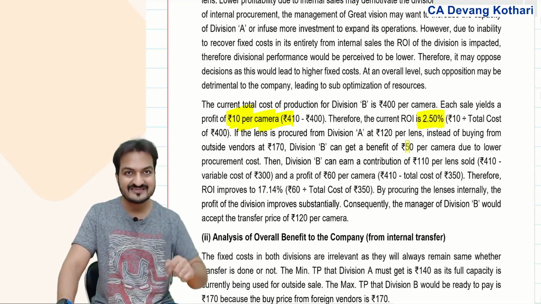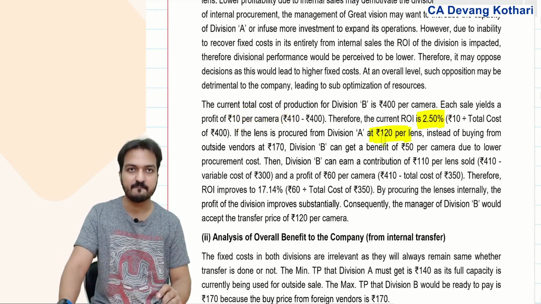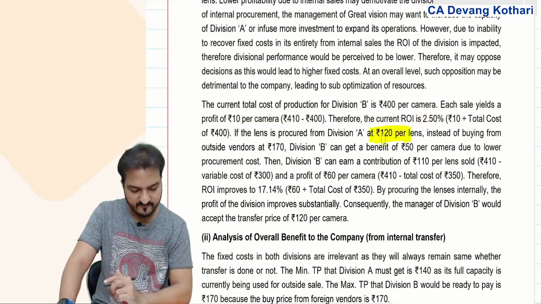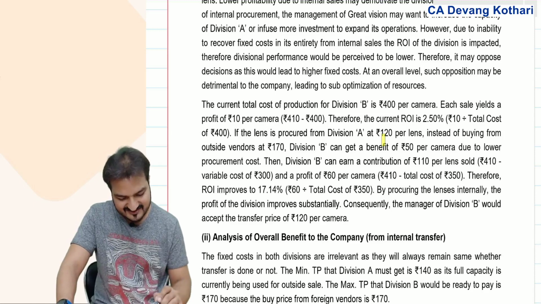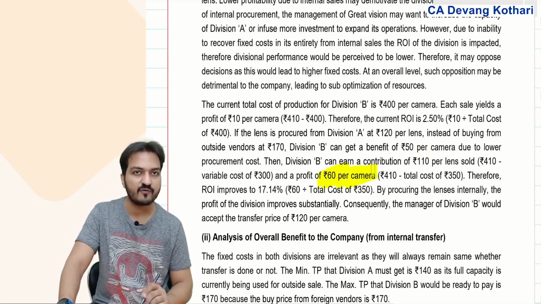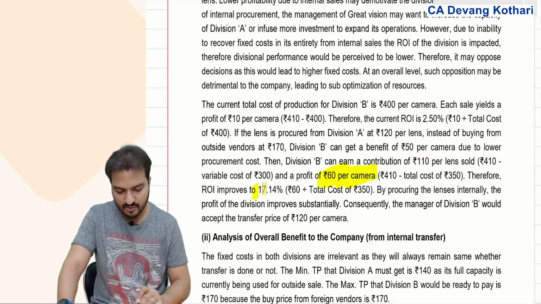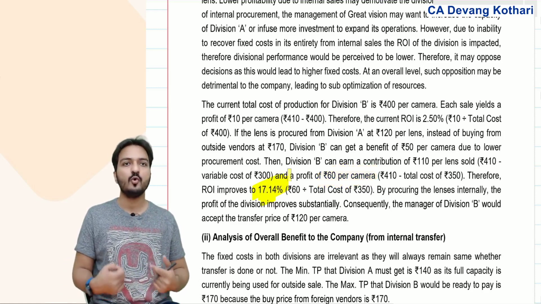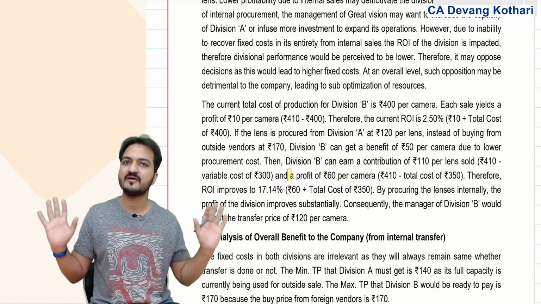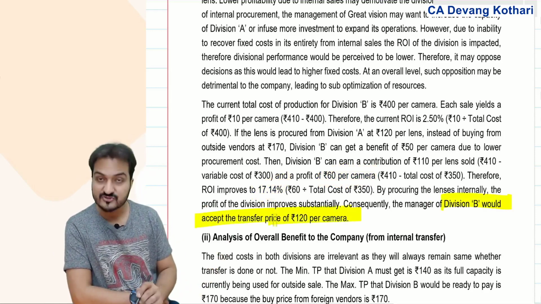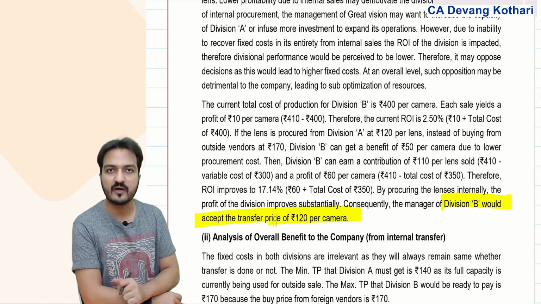But if transfer is done at rupees 120, so see the 50 rupees decrease in his purchase cost. So definitely his profit will increase by 50 rupees and his profit will then become 60 per camera profit. And that gives him return on investment of 17%. So obviously division B will be more than happy to accept the transfer price of 120. Division B would accept the transfer price of 120 because he is getting good ROI.